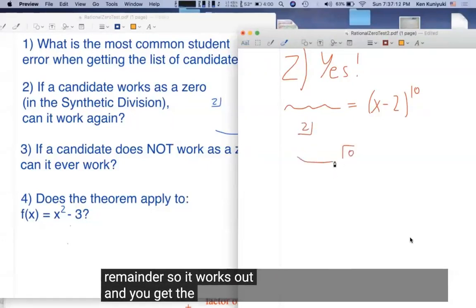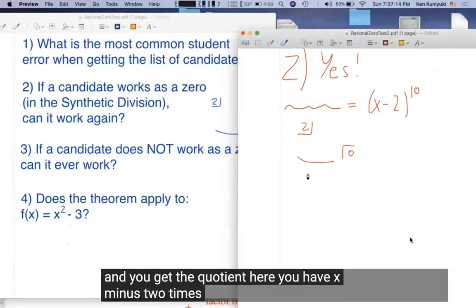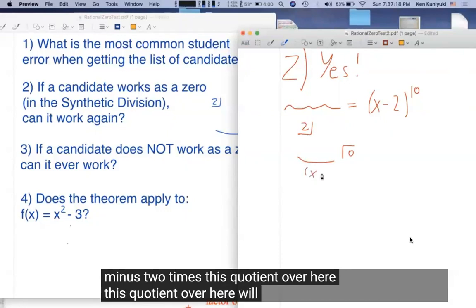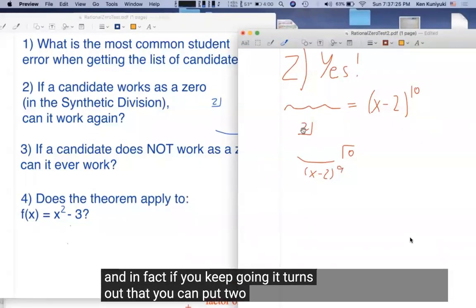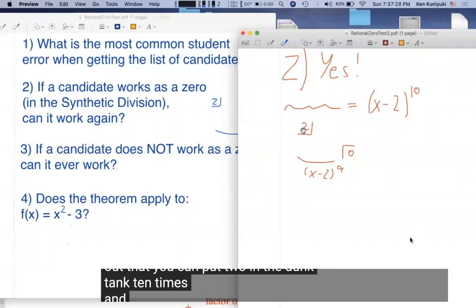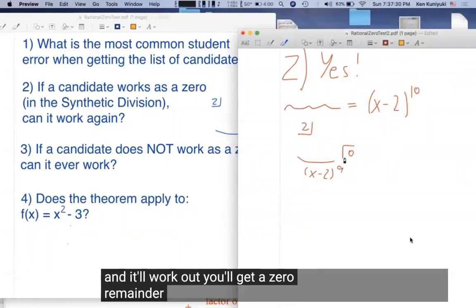And you get the quotient here. You have x minus 2 times this quotient over here. This quotient will be the equivalent of x minus 2 all to the 9th. And in fact, if you keep going, it turns out that you can put 2 in the dunk tank 10 times and it'll work out. You'll get a 0 remainder.